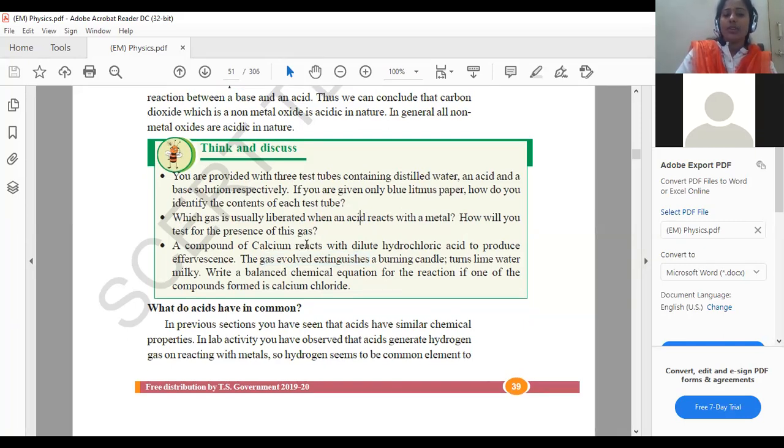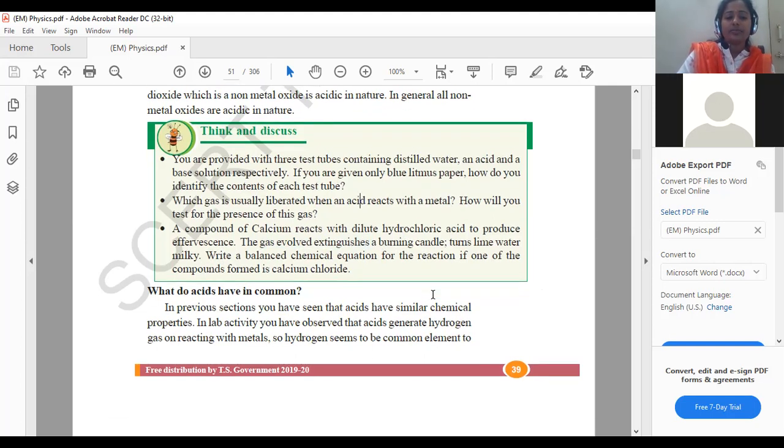The calcium substance will be calcium carbonate. On treating with dilute hydrochloric acid, it gives effervescence. Bubbles appear because of carbon dioxide liberated on the surface. Effervescence is nothing but bubbles, right? The gas evolved extinguishes a burning candle. It will stop the burning of that candle, and lime water turns milky white, right? So the balanced equation will be mentioned in that.